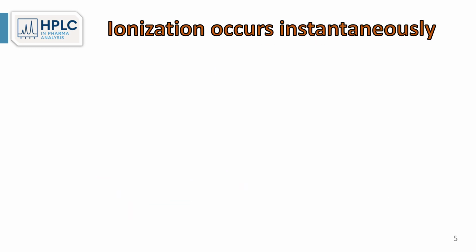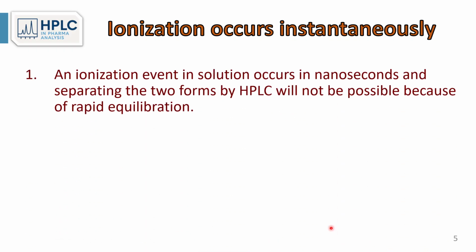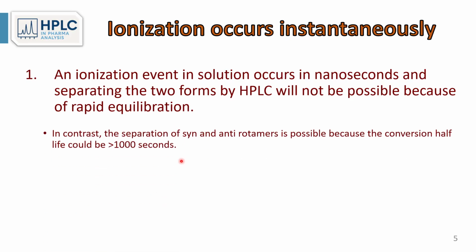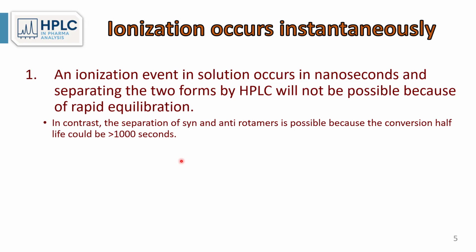The other consideration is that the ionization event occurs instantaneously. Ionization in solution occurs in nanoseconds or under nanoseconds. So the separation of the two forms by HPLC will really not be possible due to the very rapid, or instantaneous, equilibration. This is in sharp contrast to other forms of conversion, such as the separation of syn and anti rotamers from restricted rotations, because the conversion half-life is actually in thousands of seconds.